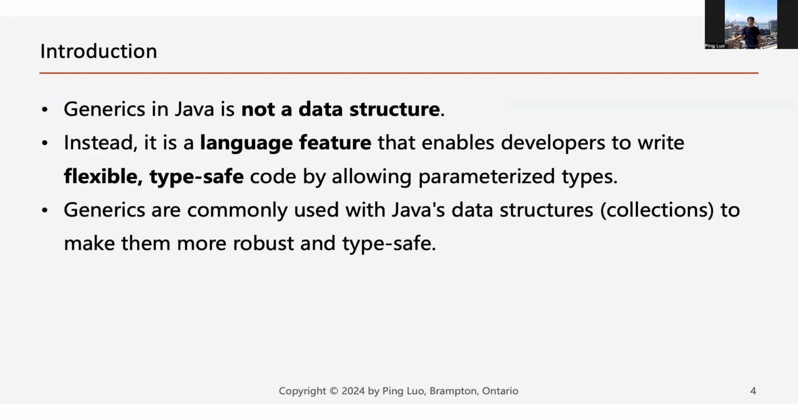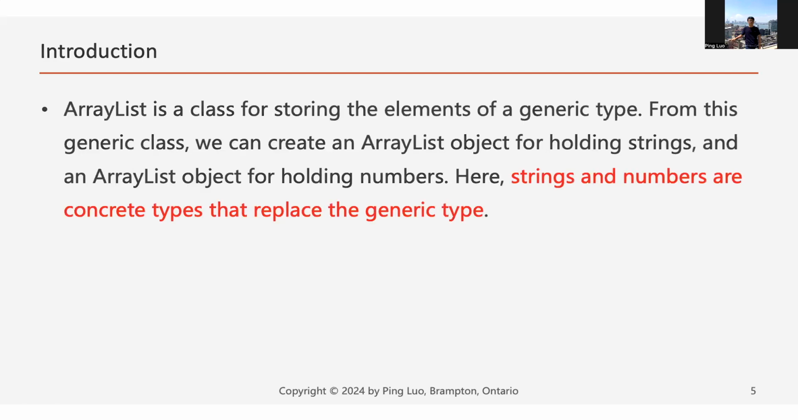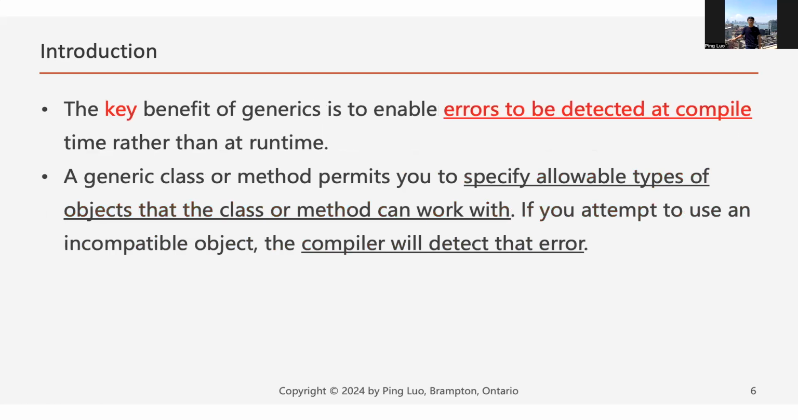Generics is not a data structure, but it's a feature provided by Java. It enables us to code flexibly and safely. It's commonly used in all the data structures we will learn later this term. The key of generics is that it allows errors to be detected at compile time rather than runtime.